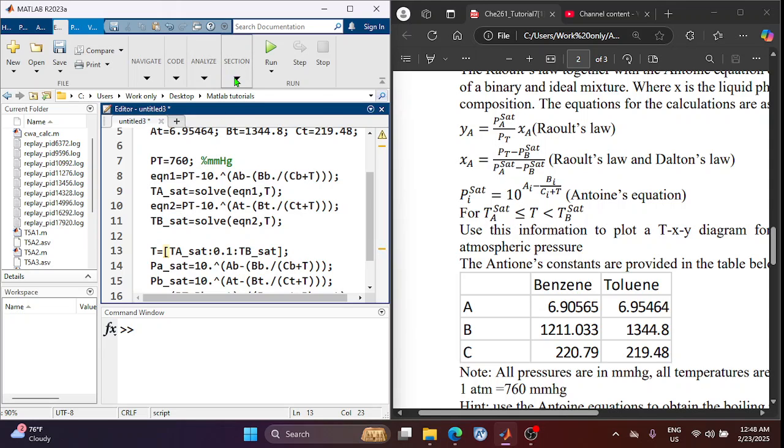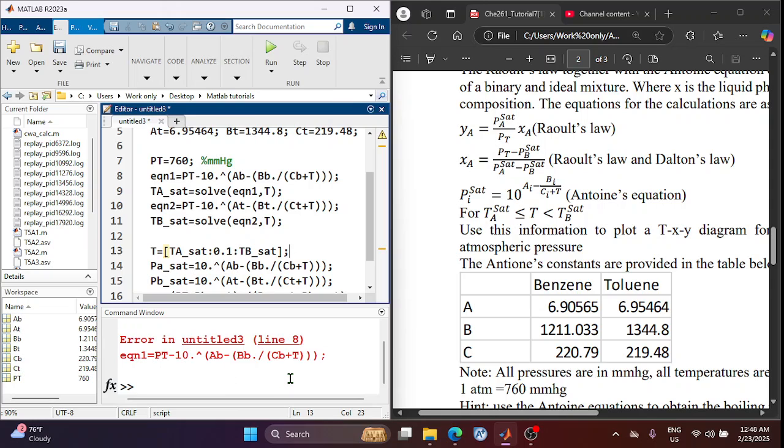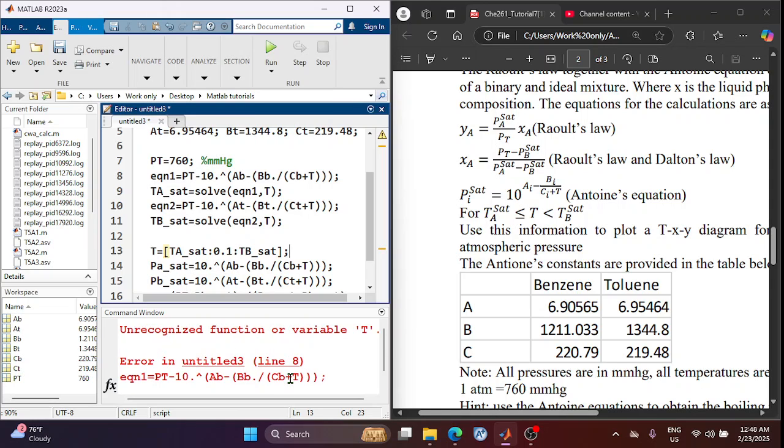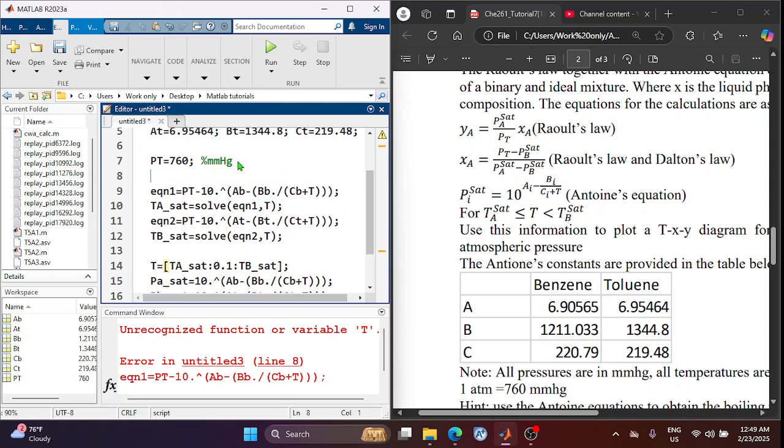Before we continue, let's run to make sure we don't have any errors. If there are, we'll look at where they are and then correct them. So it says line 8, line 8, line 8. Let's see. It doesn't recognize function T. Yes. So how to make it a symbolic variable? Yes, that's true.